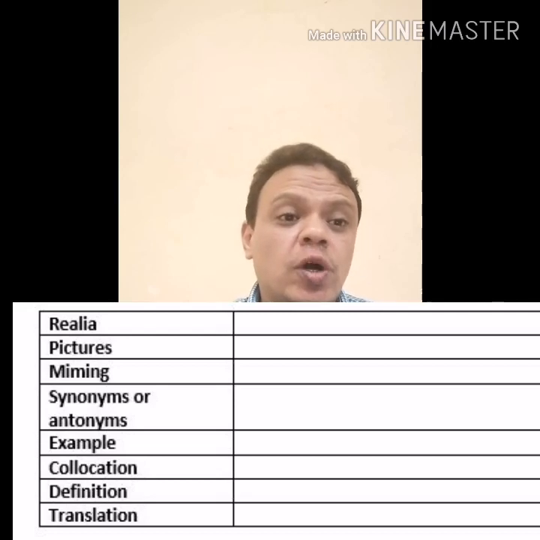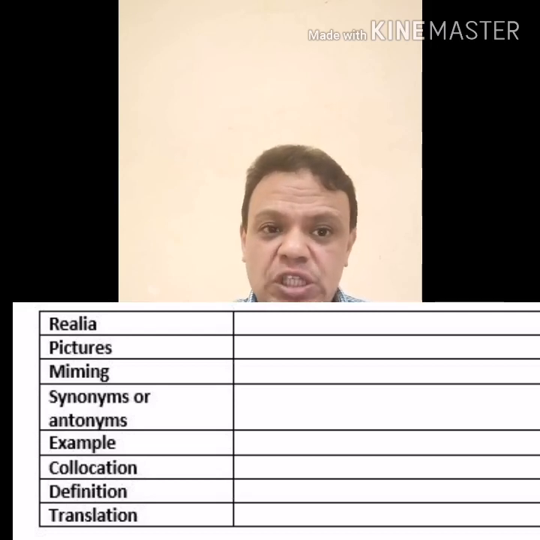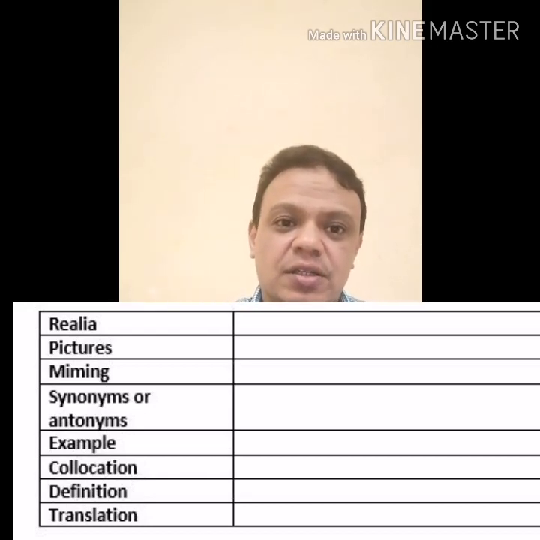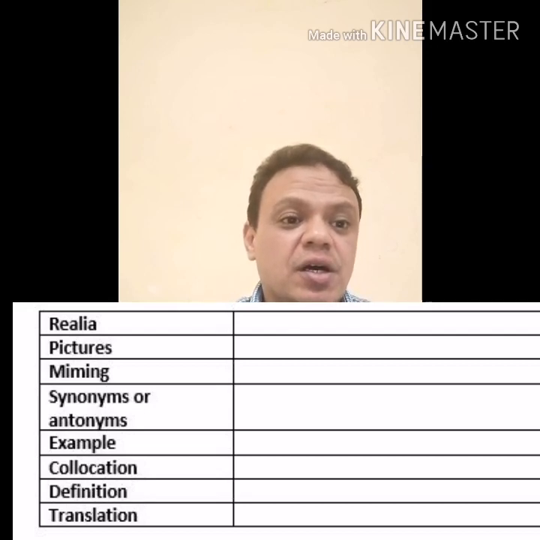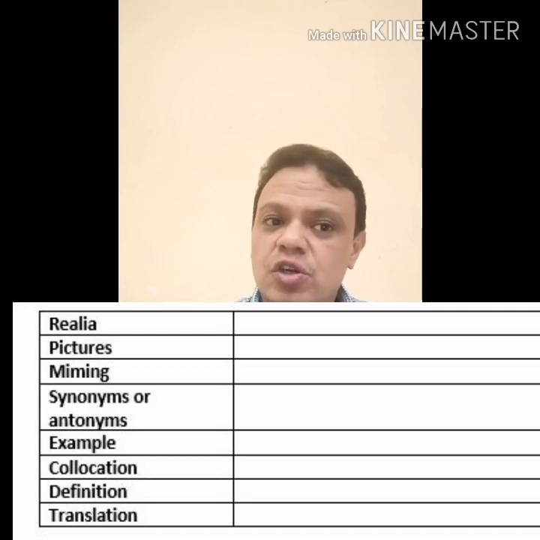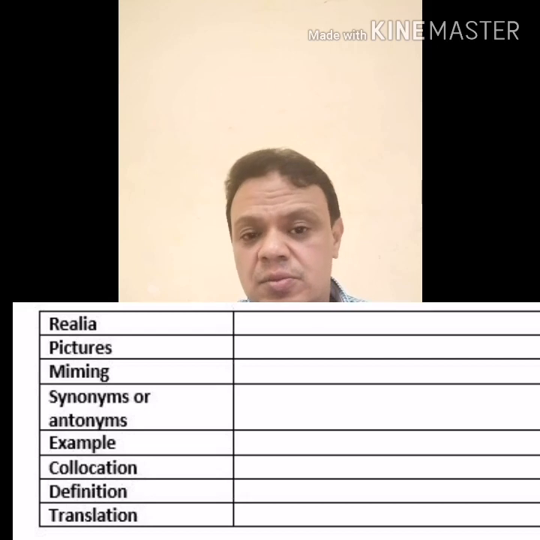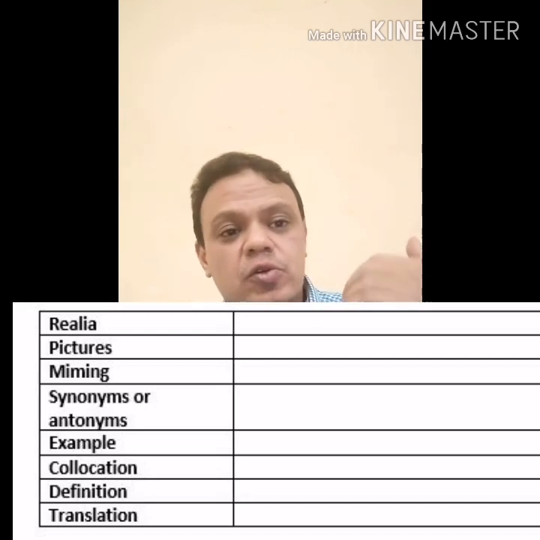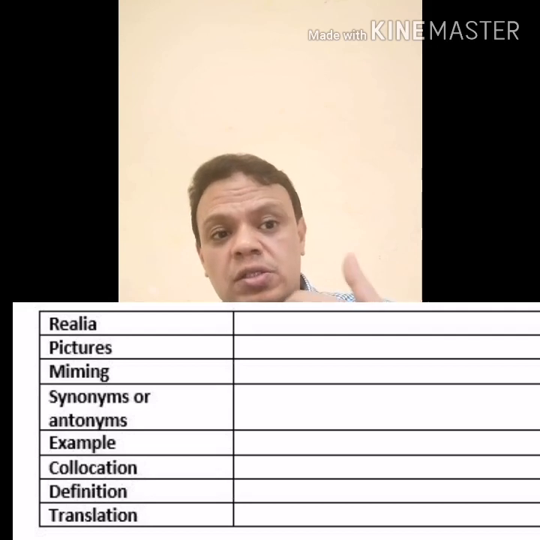And what about the word jump? How can we teach it? Yes, miming. So you yourself jump in class. Okay. What about the word depressed? How can you show it? Yes, you can use synonyms and antonyms. You can say depressed means sad. Very simply, you can say this is sad or not happy.